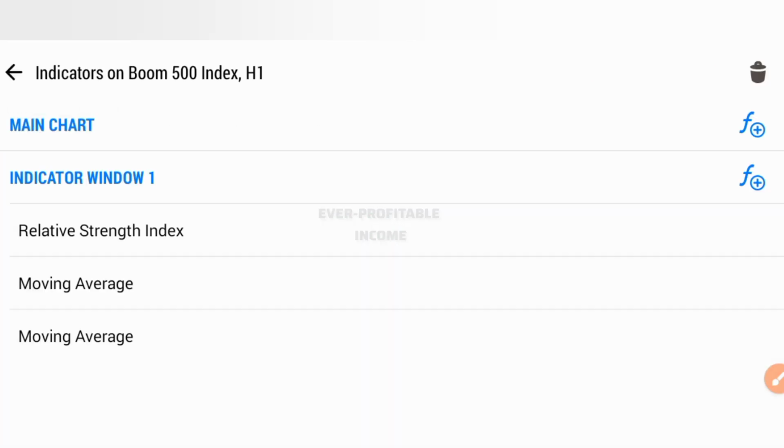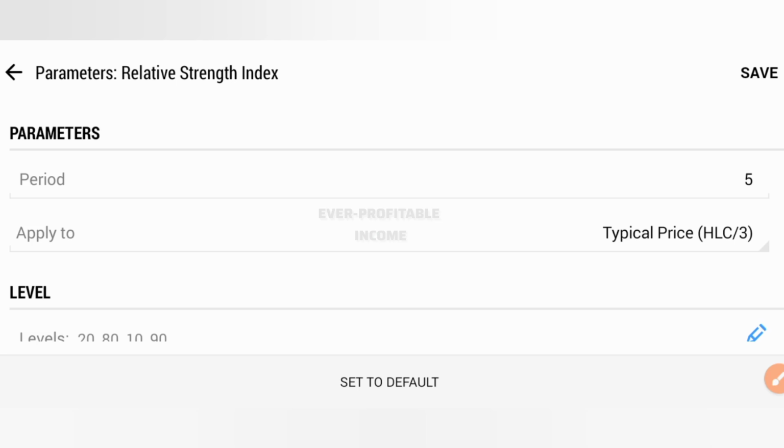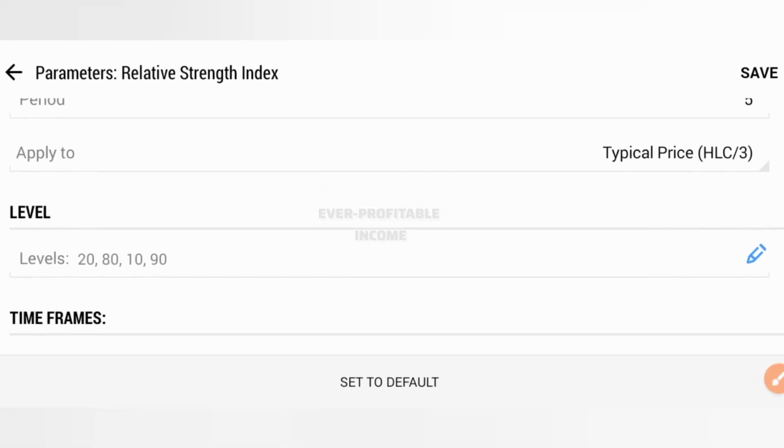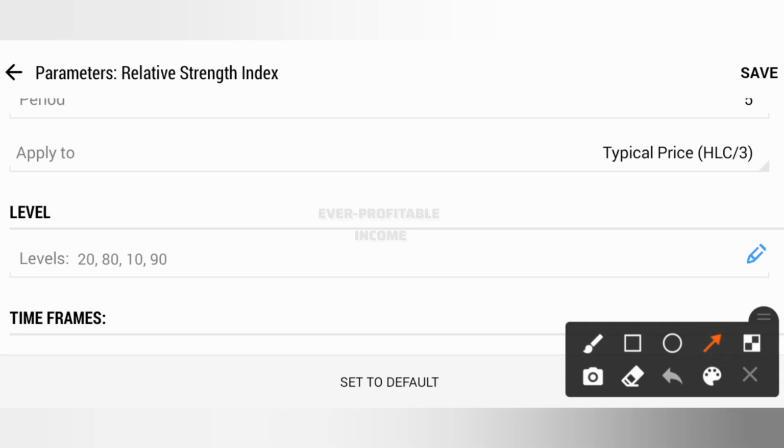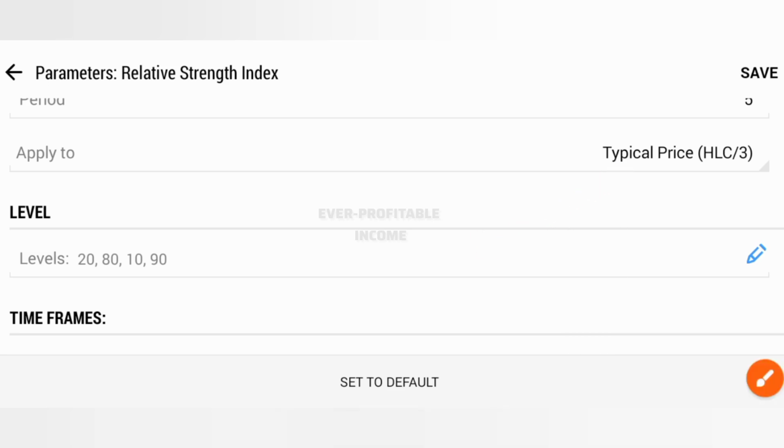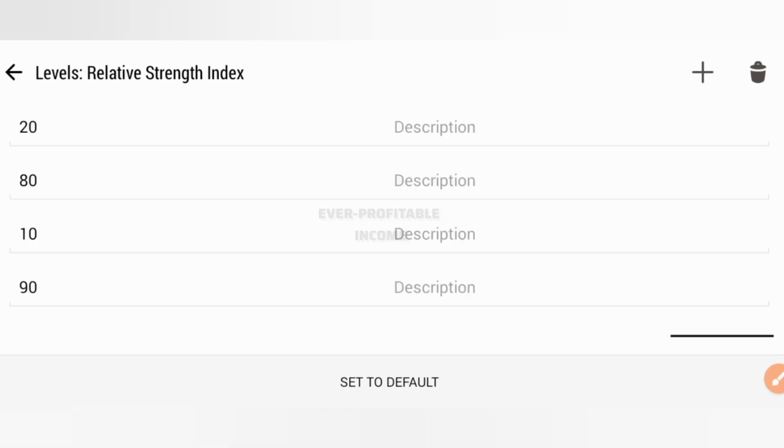So here on our indicator window, we have just 3 indicators, and the first one is the RSI, the relative strength index. Can you see that? So the relative strength index is period 5. Can you see that? And it should be applied towards typical price. Okay, take notes. Apply towards typical price. And we have 4 levels on our RSI, and that's level 20, level 80, level 10, and level 90. You can take a screenshot of it so you don't forget, or you can probably write it down. So that is your RSI.